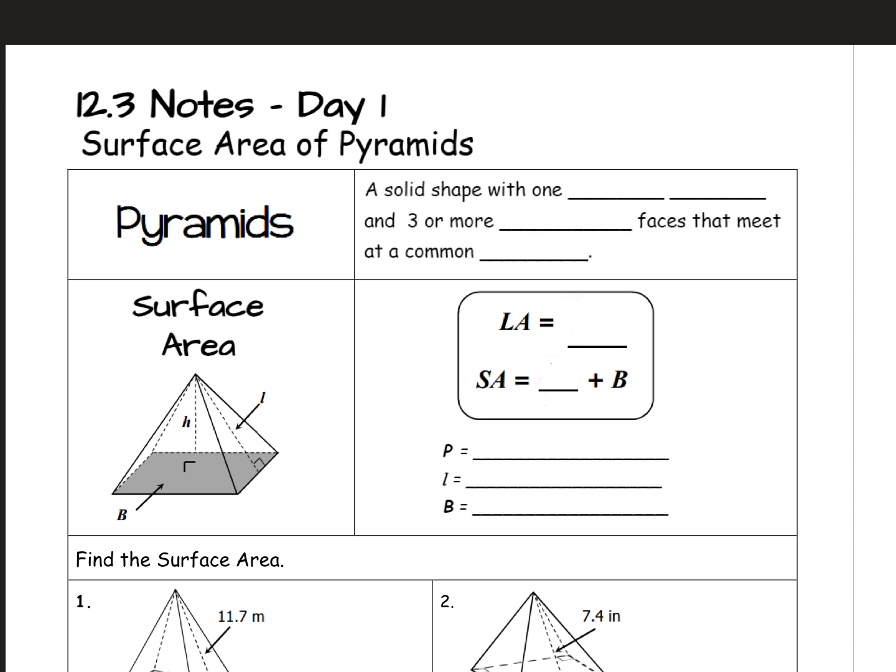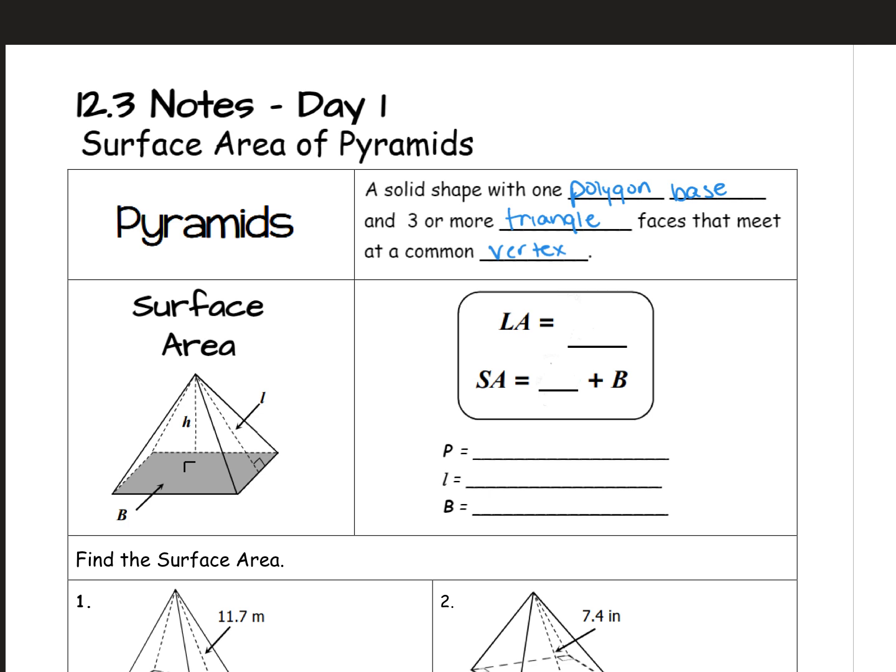Today we're going to continue with our next shape, and this particular shape is the pyramid. So when we're dealing with the pyramids, things work very similarly. There's just one extra little piece we have to talk about. So to start off with, a pyramid is a solid shape with one polygon base and three or more triangle faces that meet at a common vertex. So a pyramid's made up of a bunch of triangles and one base.